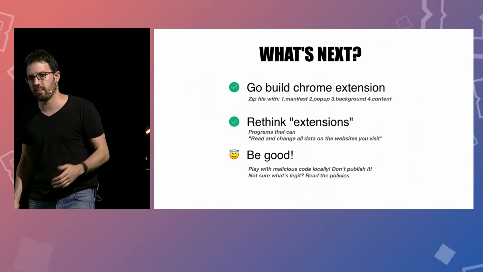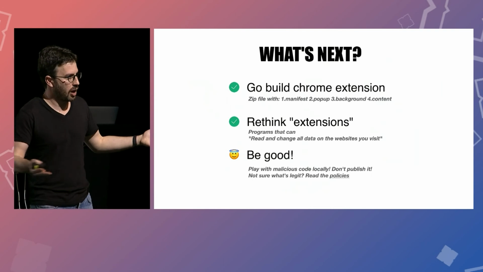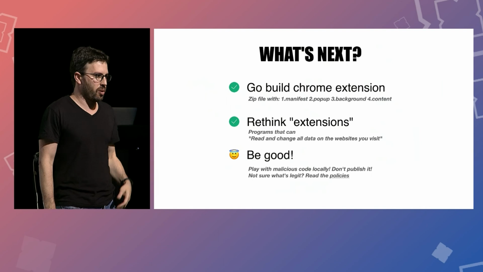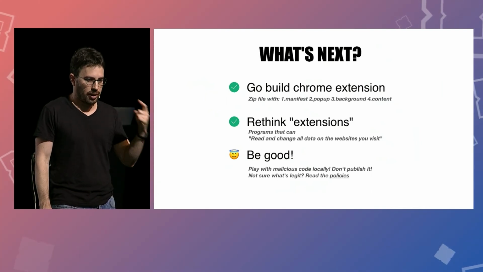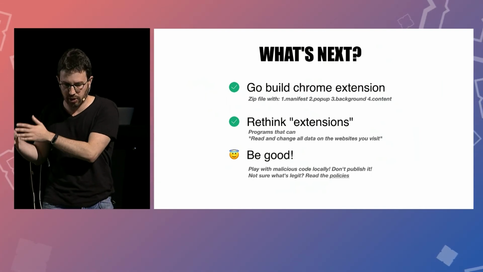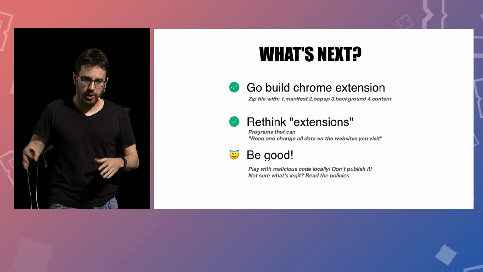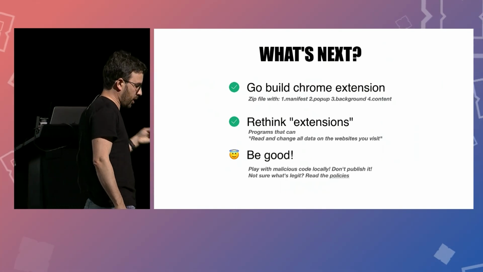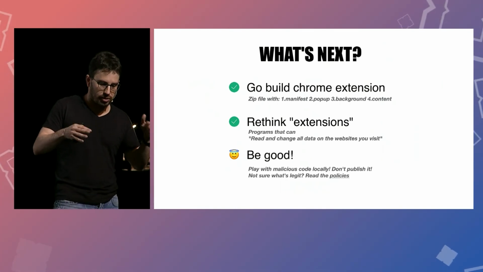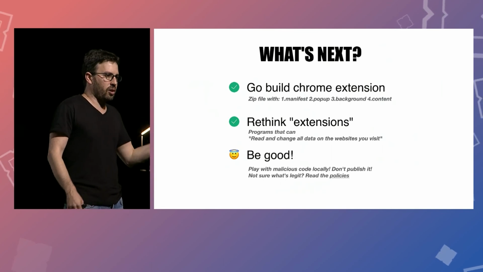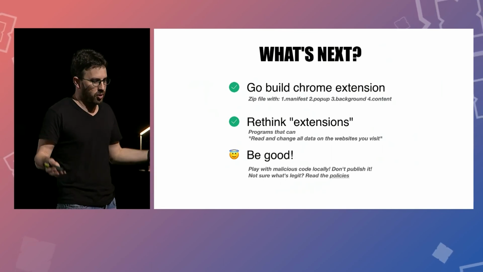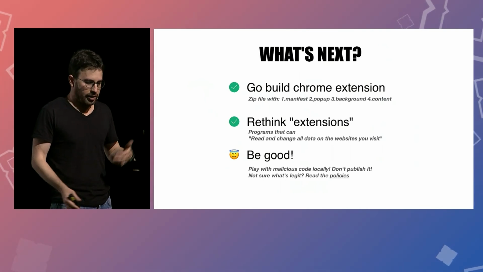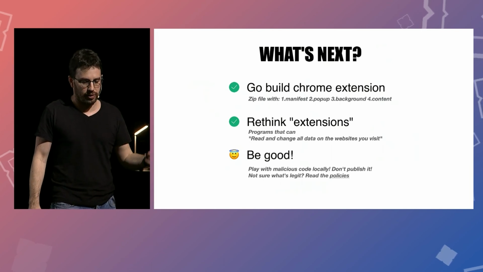So that's all. But what's next? As you see, go and build your extension. It's just a zip file with one required file, the manifest, and the rest of the extension is HTML and JavaScript as you know it. Second thing, rethink extensions. Stop thinking about them as cute tools that you add to your browser. Once this talk is over, I'd be happy if you take a few minutes, look at the extensions that you have, remove the ones you can, and next time before you add an extension, think twice.